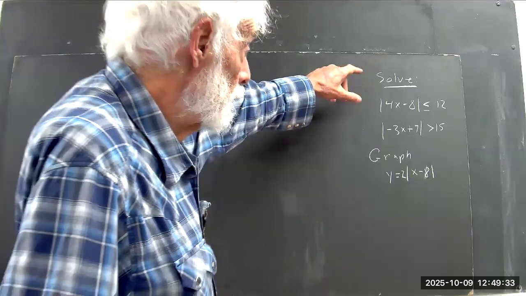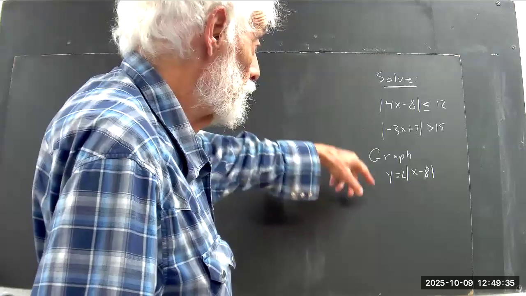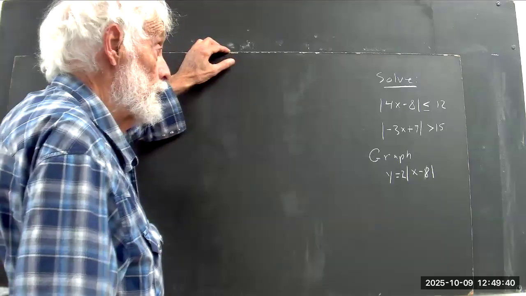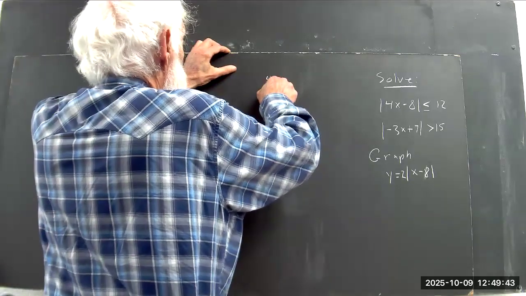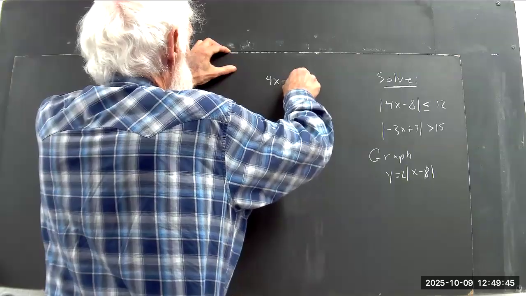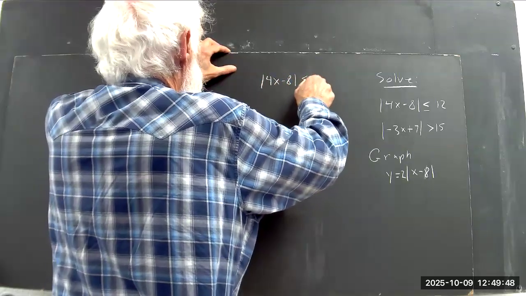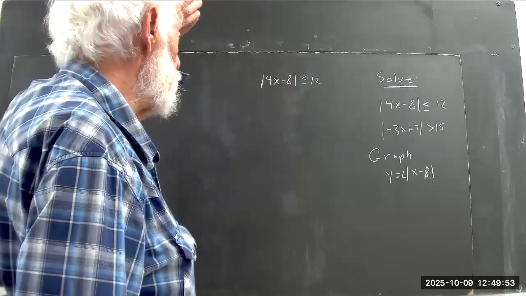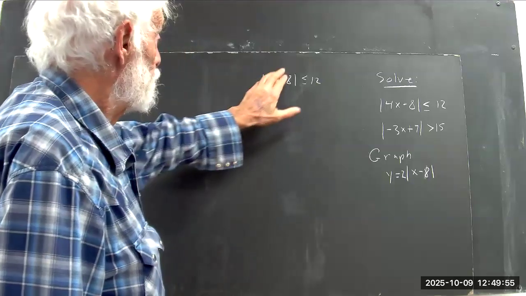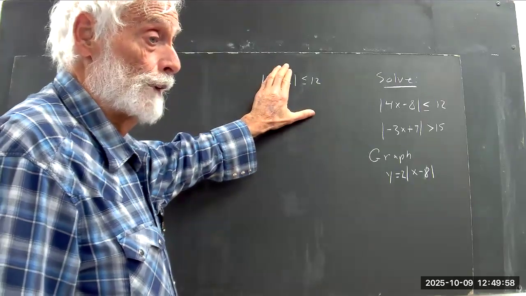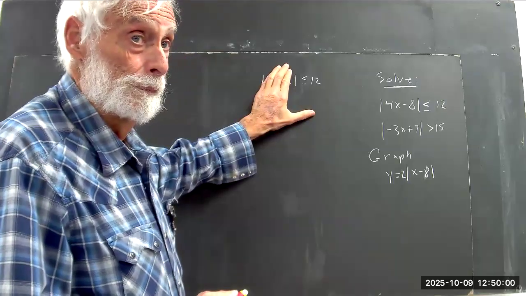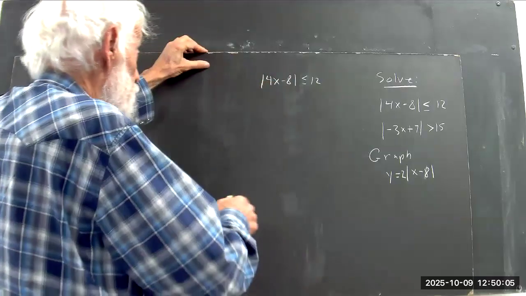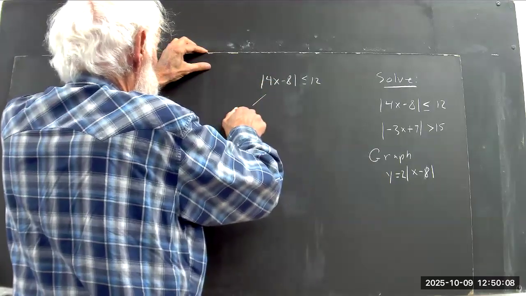Okay. Now we're going to solve a couple of inequalities and graph an absolute value function. The absolute value of 4x minus 8 is less than or equal to 12. That means that what's inside the absolute value sign has to be less than 12. It has to be greater than negative 12. Now, there's another way to write this, and somebody did that. That's okay.